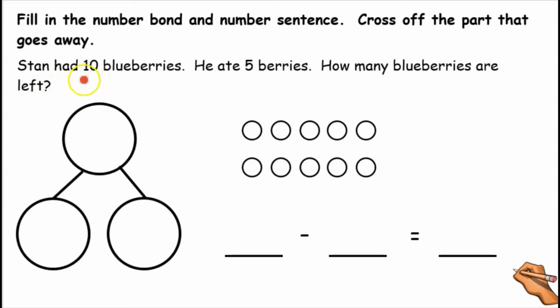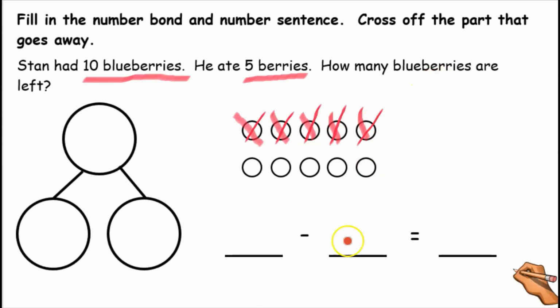Okay, we learned Stan had 10 blueberries, so I have 10 blueberries here. He ate 5, which means they are no longer found. You can't find those 5 berries, so we're going to cross them out. 1, 2, 3, 4, and 5. And how many blueberries are left? 1, 2, 3, 4, 5. Great.